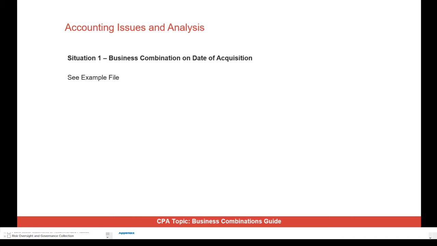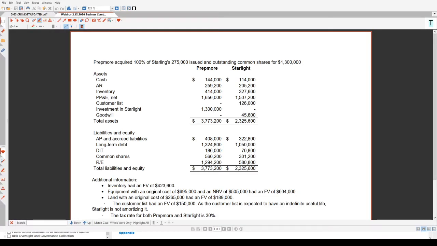moving my mouse. Okay, so here's an example. Prepmore acquired 100% of Starlight's 275,000 issued and outstanding common shares for 1.3 million. I'm just discussing this at a very high level first because I want to focus on the mechanics here.